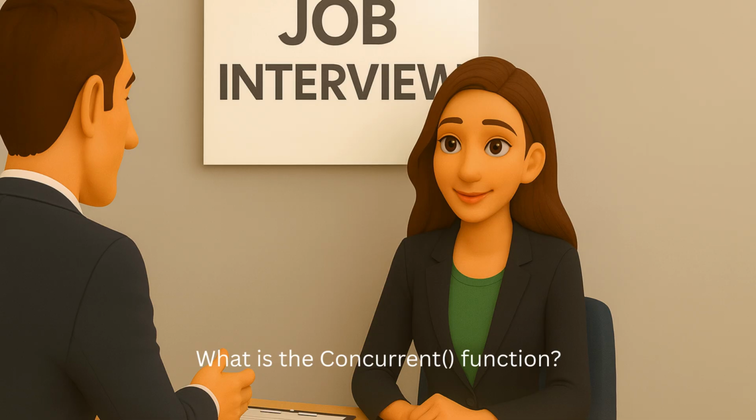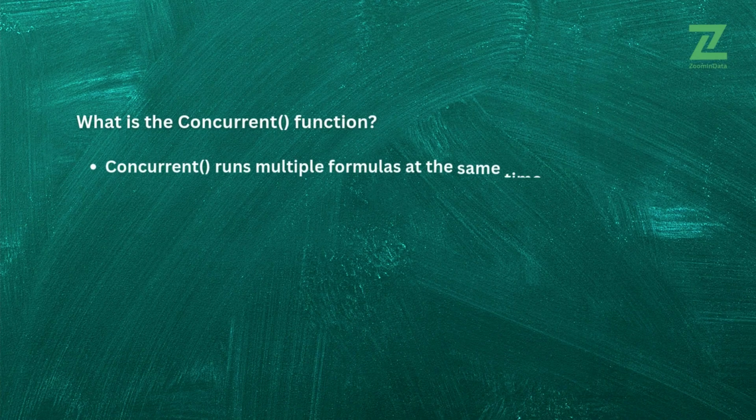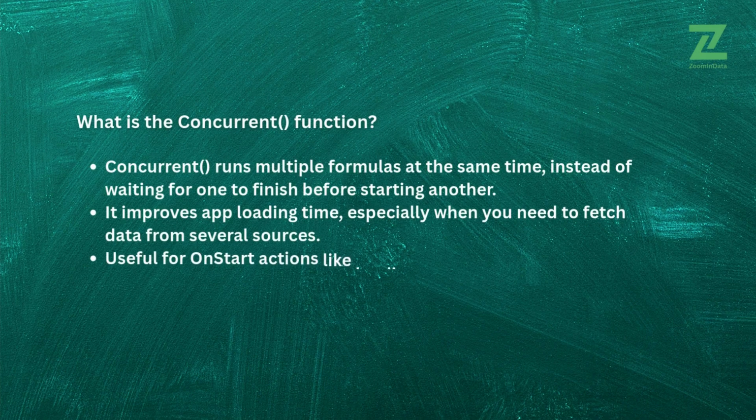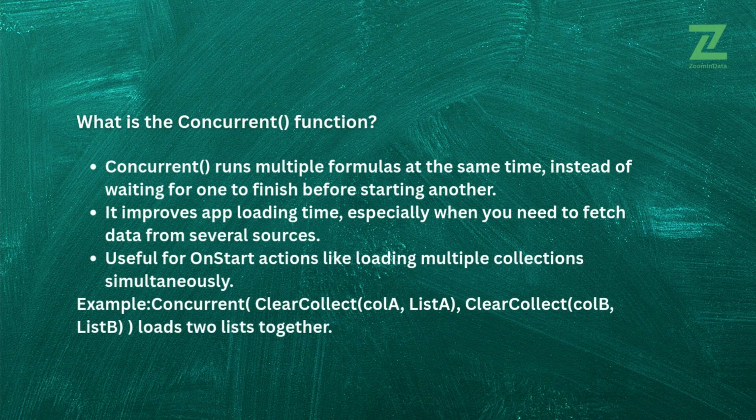What is the concurrent function? Concurrent runs multiple formulas at the same time, instead of waiting for one to finish before starting another. It improves app loading time, especially when you need to fetch data from several sources. Useful for on-start actions like loading multiple collections simultaneously. Example: concurrent, clear collect, column A, list A, clear collect, column B, list B, loads two lists together.